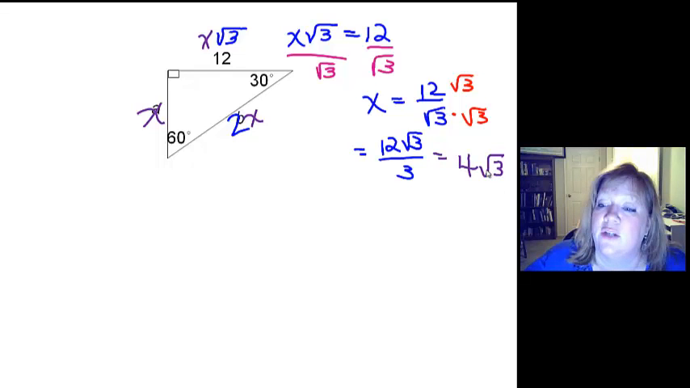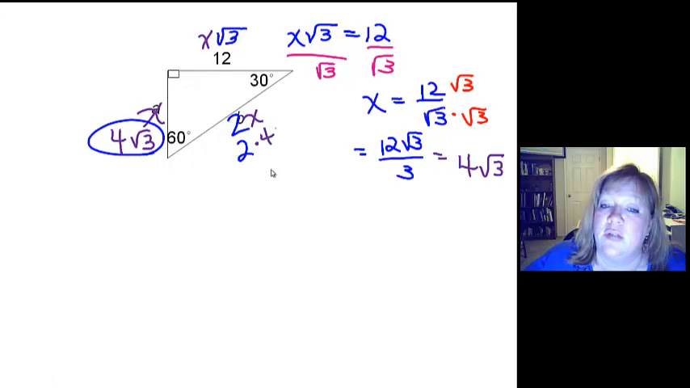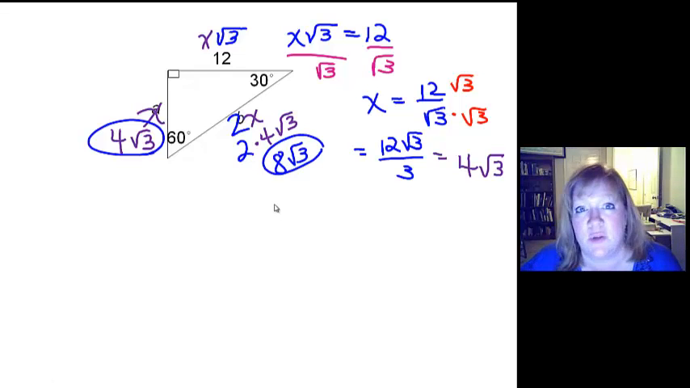And notice I color coordinated. It's purple. There's purple. There's purple. So I plug that back in. So side A is 4 square root of 3. And side B is going to be 2 times 4 square root of 3, or 8 square root of 3. And that's it. So that's how you find the missing sides of special right triangles.